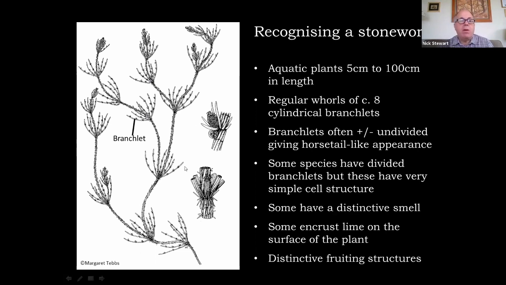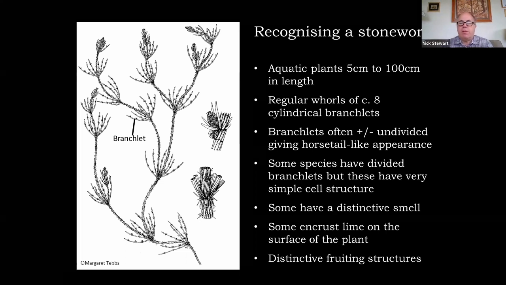And the general appearance, certainly for the main group, which is the Charas, is rather like a horsetail. And indeed, way back in Ray's time, they were originally classified with the horsetails, called stinking water horsetail in Ray's book. But subsequently, the reproductive structures showed that they were definitely algae.